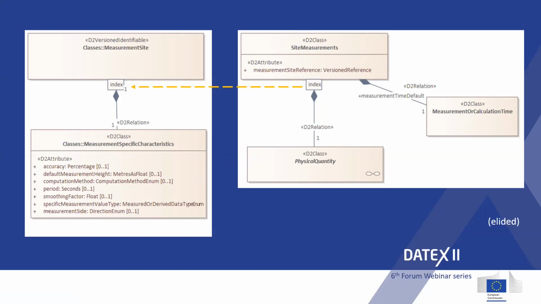But sometimes the same equipment will produce multiple different kinds. It might produce, say, speed and count and occupancy, different kinds of measurements from the one equipment at the one time. In that case, you have a number of measurement specific characteristics, one for each kind, and you have a mirrored parallel structure in the dynamic data where the site measurements has that many physical quantities, but all occurring at the same time.